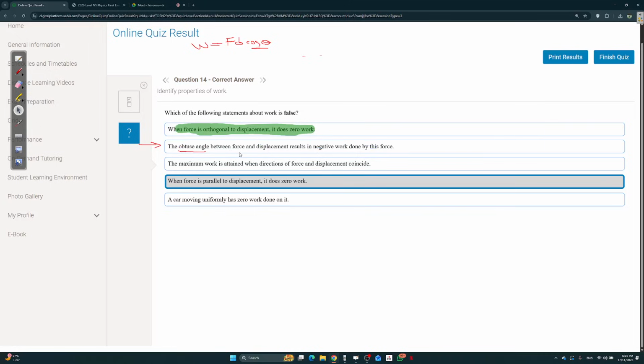The maximum work is attained when directions of force and displacement coincide. That's true. What does maximum work mean? Meaning you get the highest work. What does coincide mean? It means the force is to the right and the displacement is also to the right. See how they're in the same direction? Okay. When a force is parallel to displacement, it does zero work. If they're parallel, why would it do zero work? It only does zero work if and only if it's perpendicular. Okay?